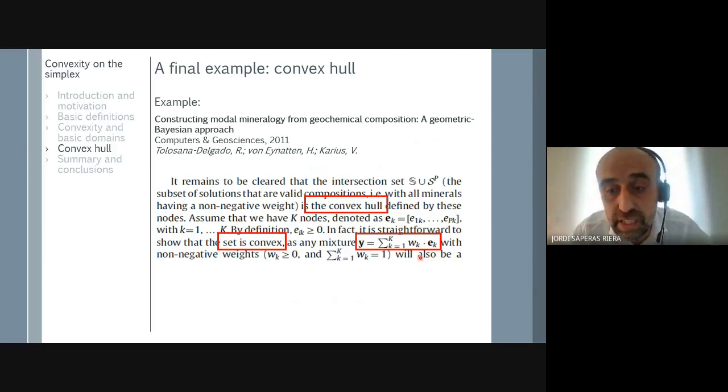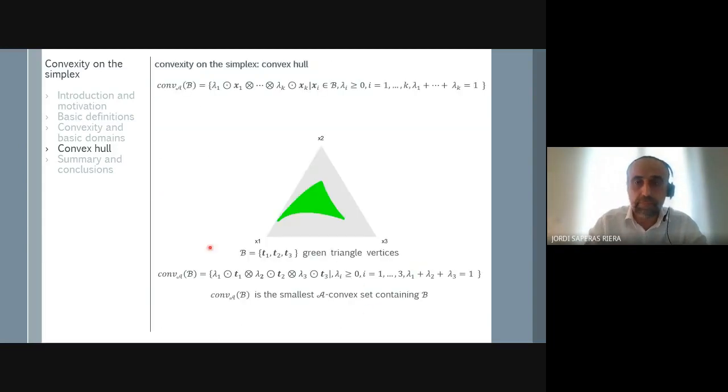But as we will see, this definition does not lead to a convex set in the simplex. Therefore, we will see how we should define a convex hull in the simplex so that it is compatible with the Aitchison geometry. We will define the convex hull of a set of points as the set of all its linear combinations with the perturbation and powering operation, with non-negative coefficients and sum equal 1.